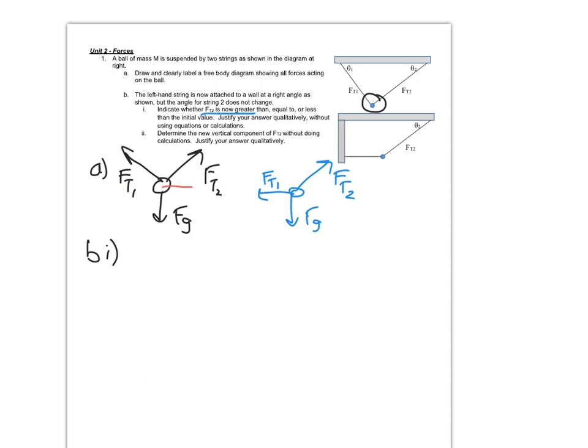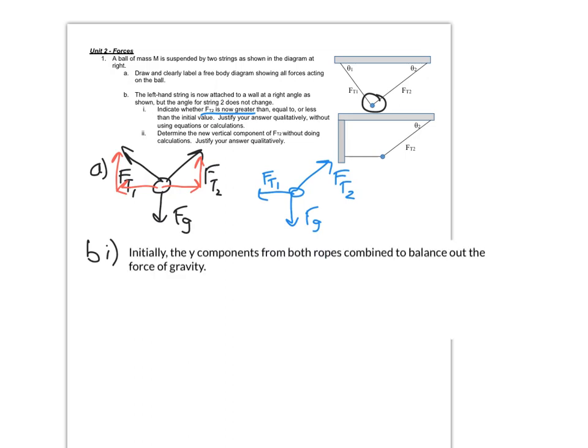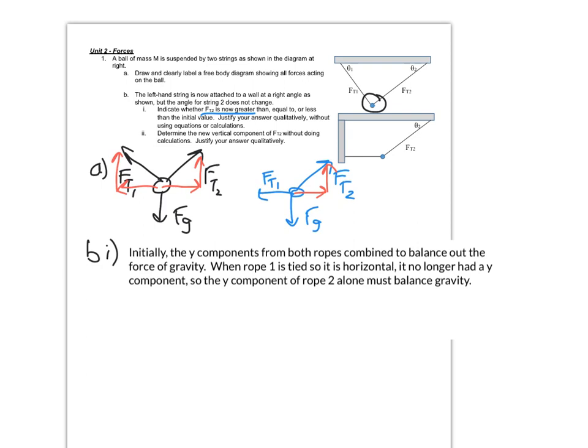So in this first diagram, we have x and y components for both upward forces, okay? And ultimately that means that these two y components are going to balance out the force of gravity here. However, when we tie that second rope, so this is just horizontal, it means there's no longer a y component to that rope. It's only rope 2 that has the y component. And so that means now that the y component from the tension in rope 2 must balance the force of gravity, whereas before the y component of 1 and the y component of 2 together balanced it.